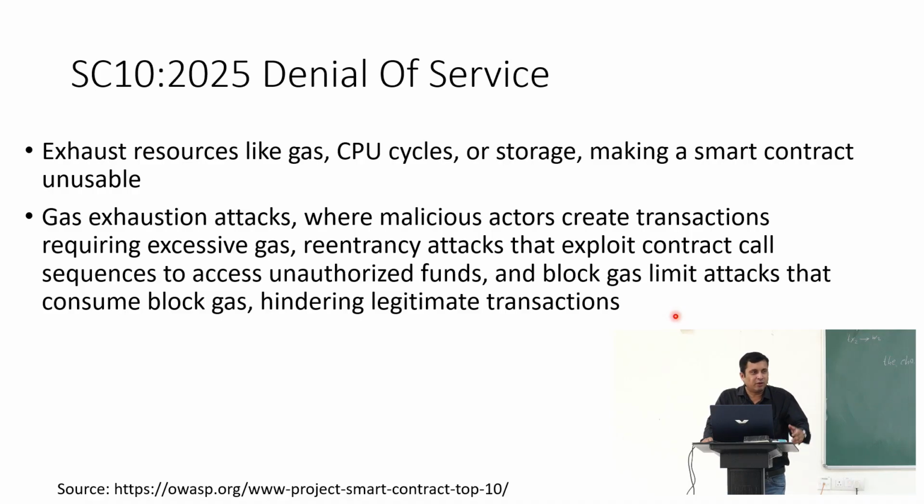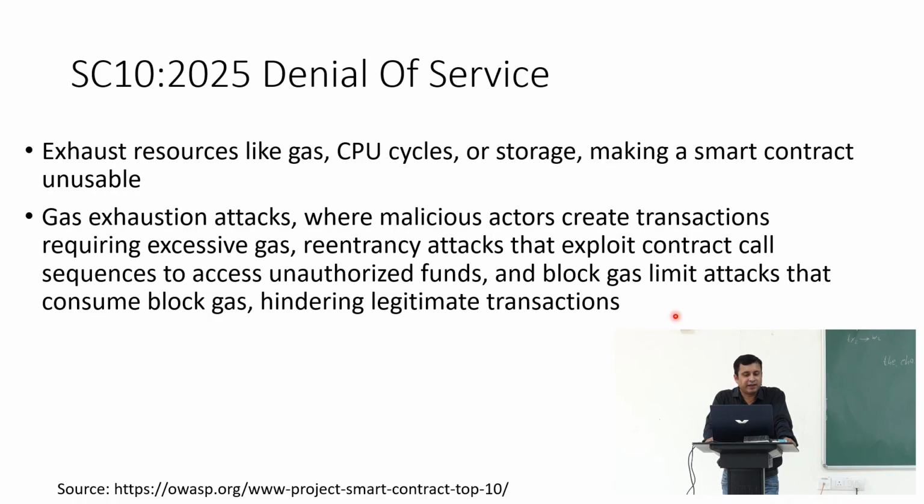Because on blockchain also, everything is limited or constrained by the resources, whether it is gas, CPU cycle or storage. So what is the adversary's goal? Exhaust such resources, so you will not be able to avail blockchain services. So there is an attack, the gas exhaustion attack, where a malicious actor will create a transaction which will require a high amount of gas value.